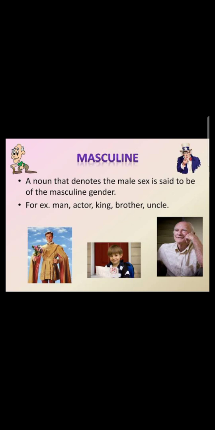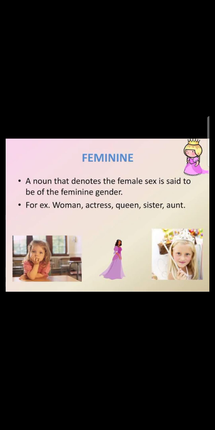And move to the second one, feminine gender. A noun that denotes a female person or animal is said to be of the feminine gender. For example, woman, actress, queen, sister, and aunt. So these examples are feminine gender.